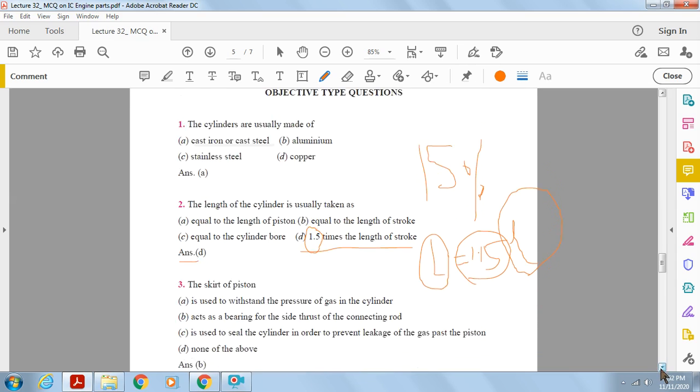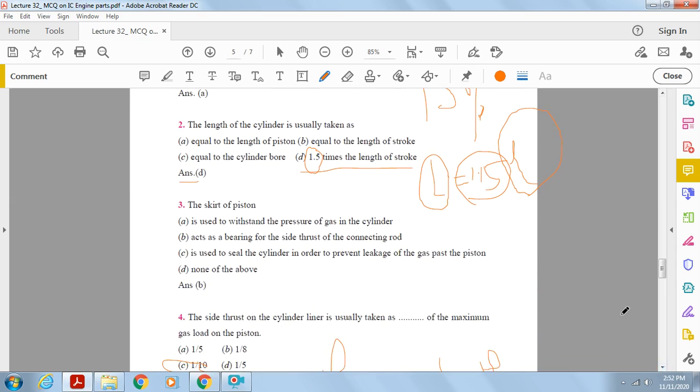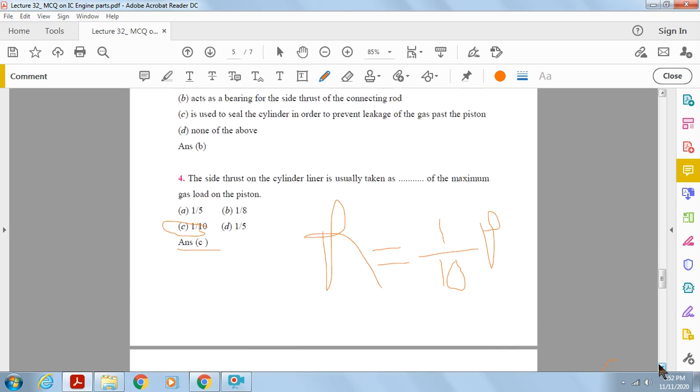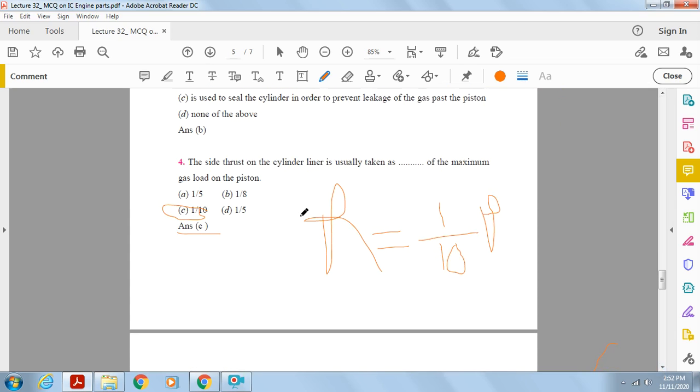As I told you, the function of the skirt in the piston is to function as a bearing, to accommodate the side thrust of the connecting rod. Side thrust on the cylinder liner is always taken as 1/10 of the maximum gas load. This information is also available in the study materials that I have already covered, so please refer to those study materials that I have already shared.